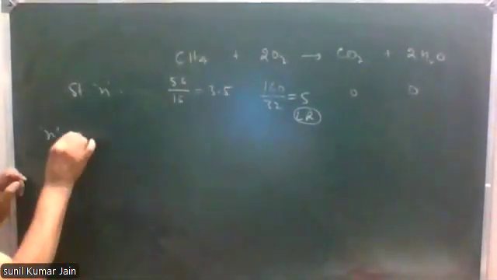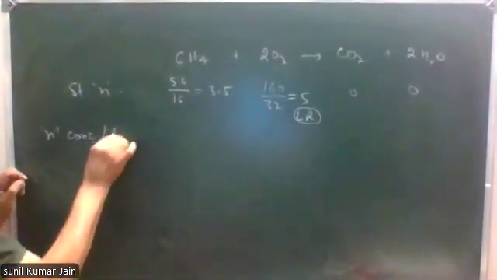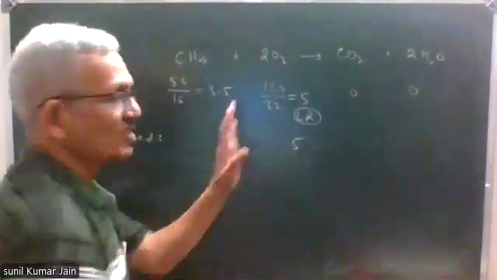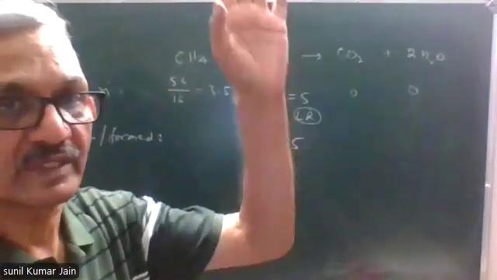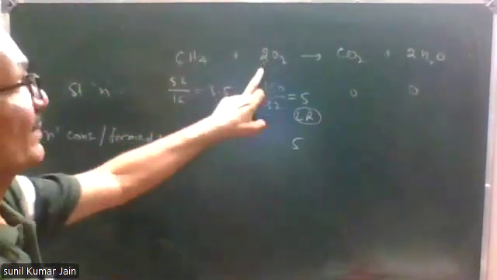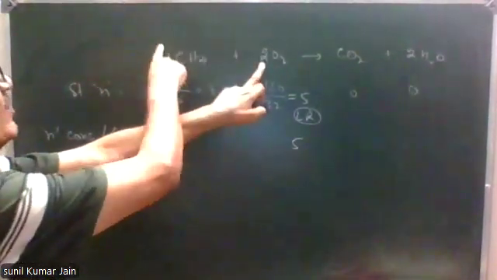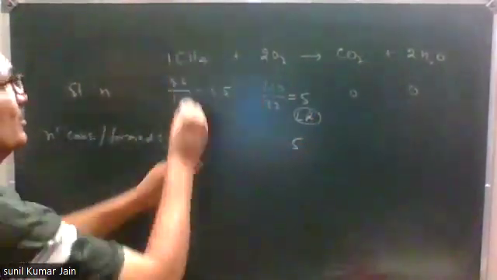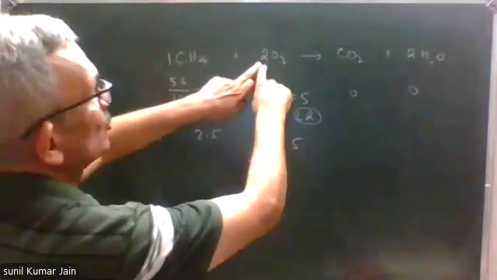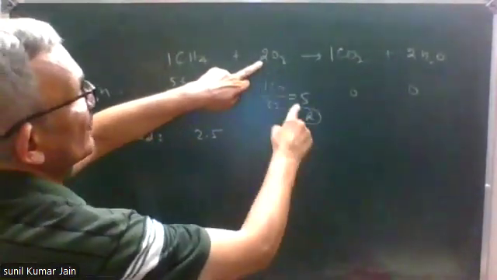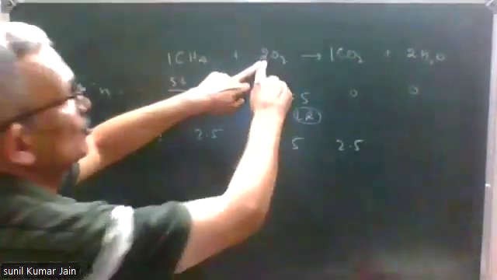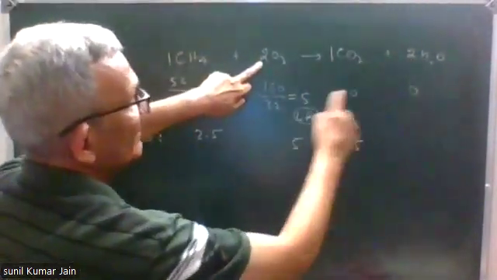Number of moles consumed and formed. Oxygen will be completely consumed, 5 out of 5 gone. Now, we'll start with the limiting reagent. 2 will consume 1, 5 will consume 2.5. 2 will produce 1, 5 will produce 2.5. 2 will produce 2, 5 will produce 5.